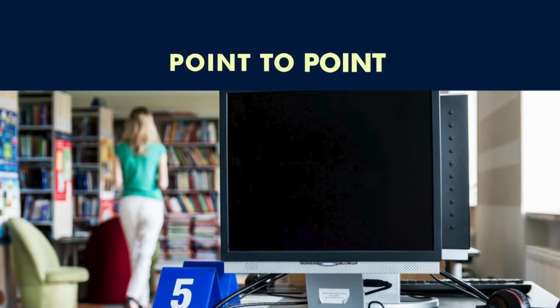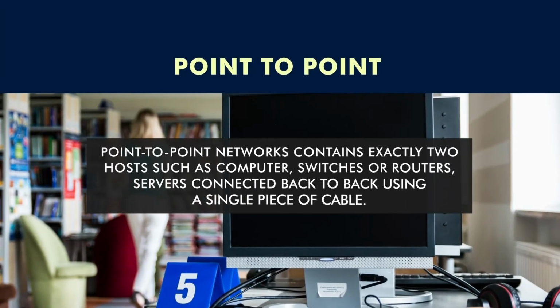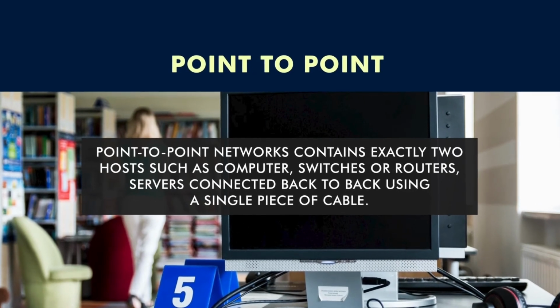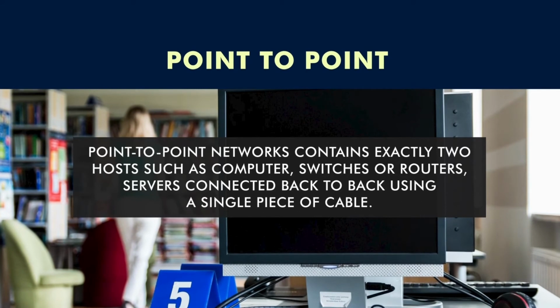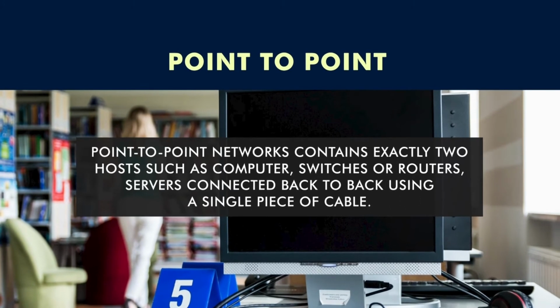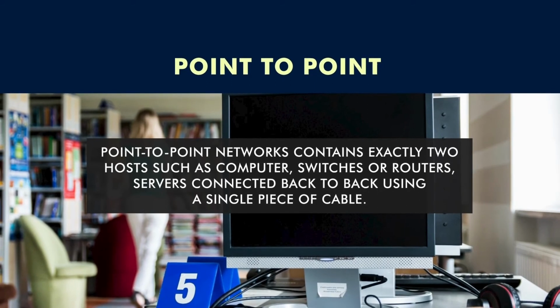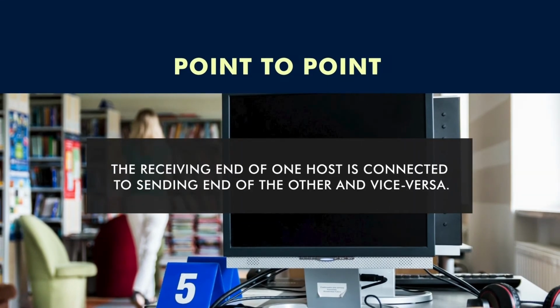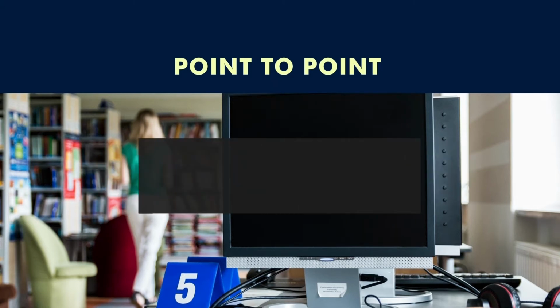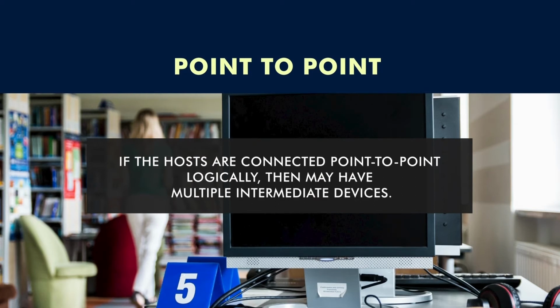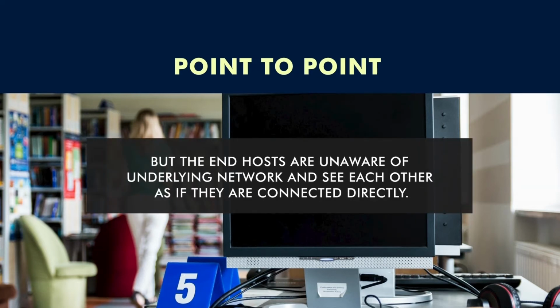There is one thing called point to point. This is the simplest arrangement. Point to point networks contain exactly two hosts, such as computers, switches, routers, or servers, connected back to back using a single piece of cable. Often, the receiving end of one host is connected to the sending end of the other, or vice versa. If the hosts are connected point to point logically, they may have multiple intermediate devices. But the end hosts are unaware of the underlying network and see each other as if they are connected directly.